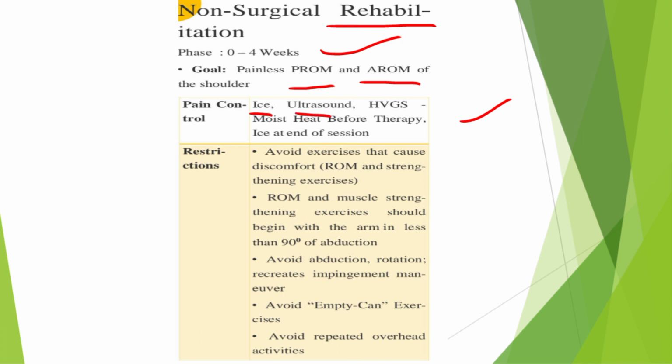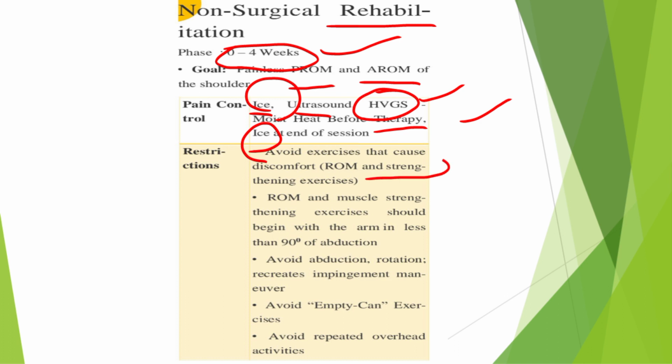Ice, ultrasound, high voltage galvanic stimulation, which is an electrical modality. Moist heat is used before therapy, and icing we do at the end of the session because the patient comes in the acute phase, so we go for icing. And the restrictions: avoid exercises that cause discomfort or pain to the patient, and avoid strengthening at first, because strengthening exercises start when the pain is reduced.